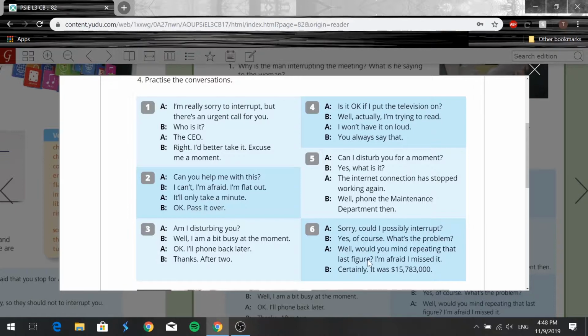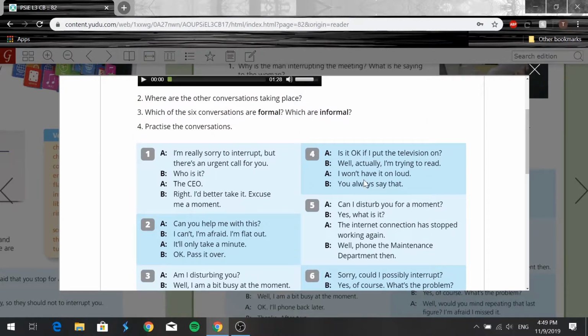This is also formal, right? Sorry, could I possibly interrupt? That way, you can't be formal and say things like, can I disturb you for a moment? Or, am I disturbing you? Okay? All of these are basically informal ways of saying, help me. Okay? So, we'll say that 1 and 6 are formal, and 2, 3, 4, 5 are all informal.